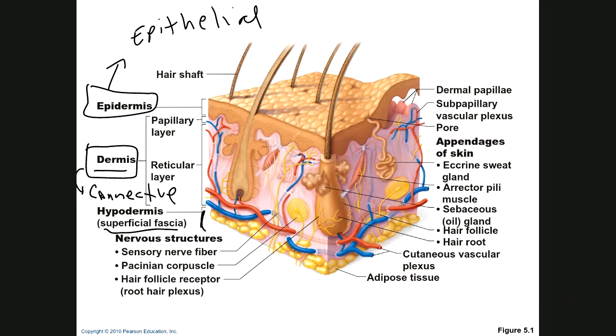Also notice one last thing: the dermis, the dermal layer, is where most of the structures that the skin has are located. So receptors right here, and what else? Receptors, the hair follicle, and glands, sebaceous glands and sweat glands, are all located in the dermis. So we're going to turn to the epidermis first.